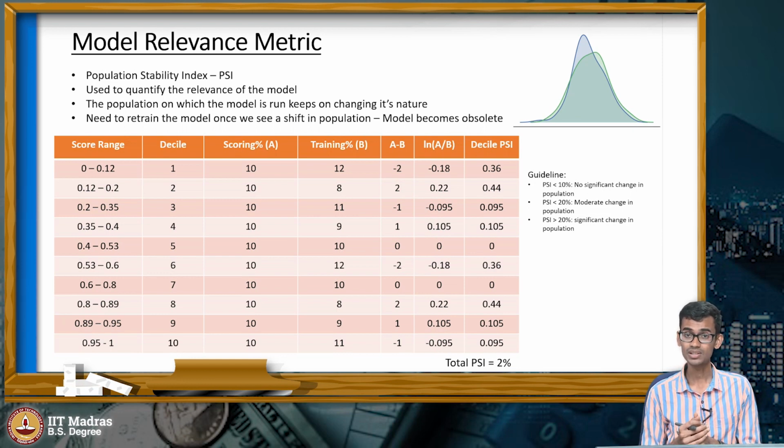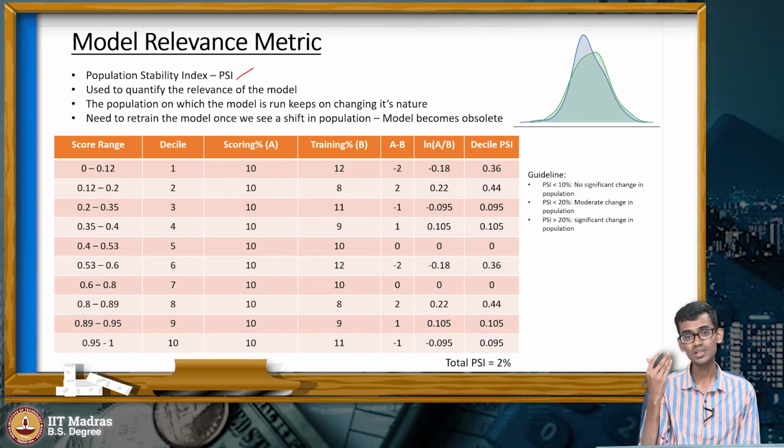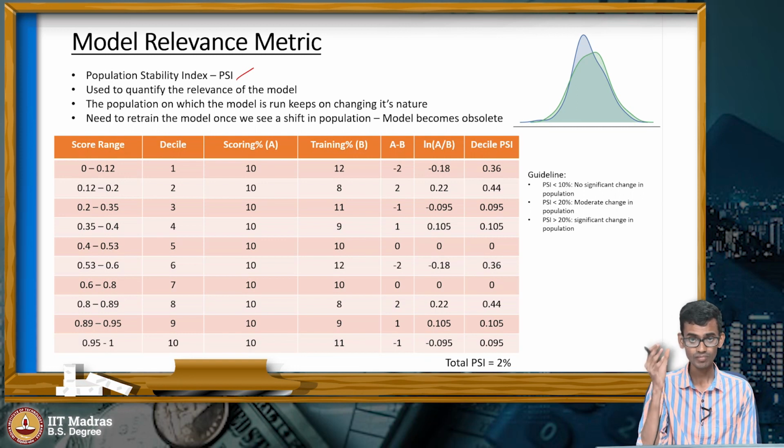And this is the reason for having something called a model relevancy metric, just to see if the model is still relevant in the current world, or do we need to tweak the model. And one of the common metrics which people use for finding out if the model is relevant or not is called the PSI, which is Population Stability Index. Okay, so this helps us in understanding if the population that we are working with is stable with respect to the time it was developed or not.